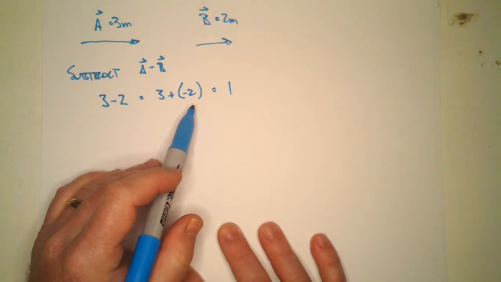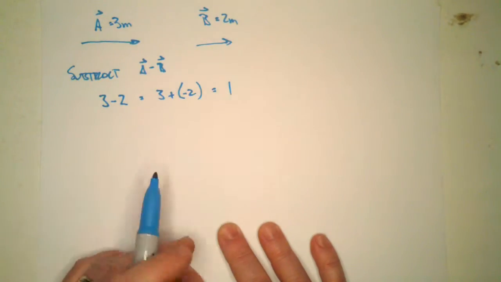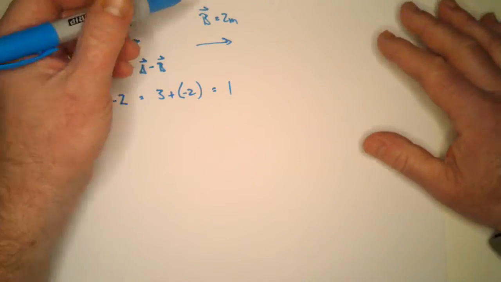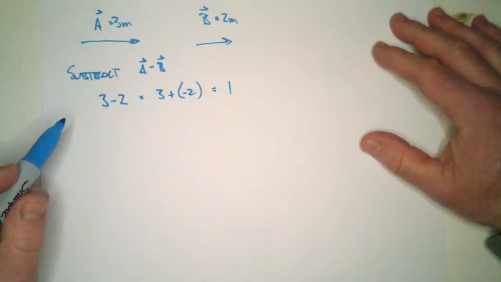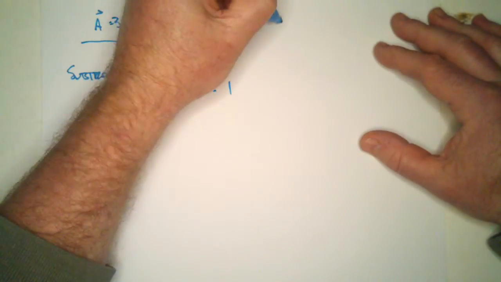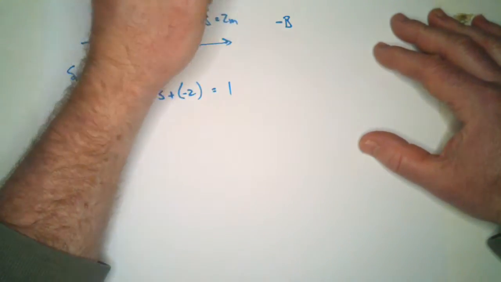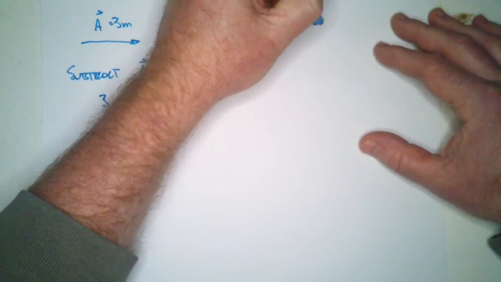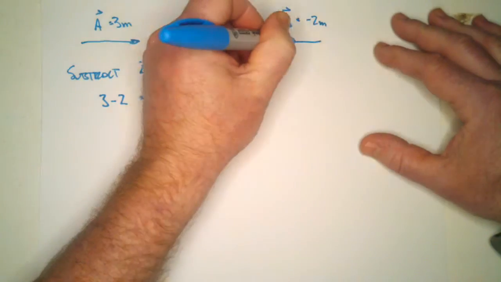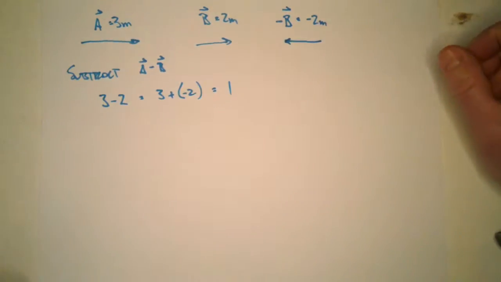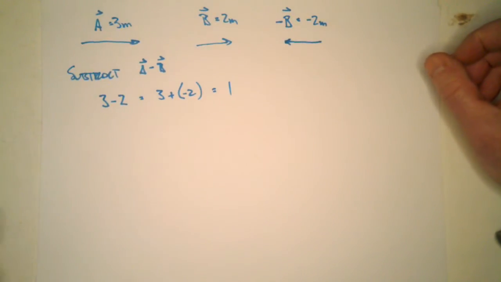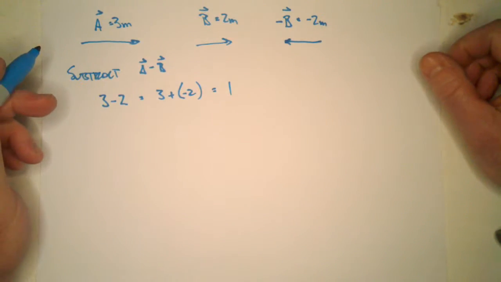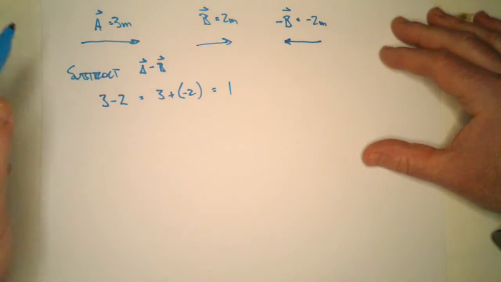Well, the negative of a vector is one that goes in the opposite direction. So if B is 2 meters, negative B equals negative 2 meters, which means that it points in the negative direction. So to subtract, we change the sign of the second vector. So we get something like this.